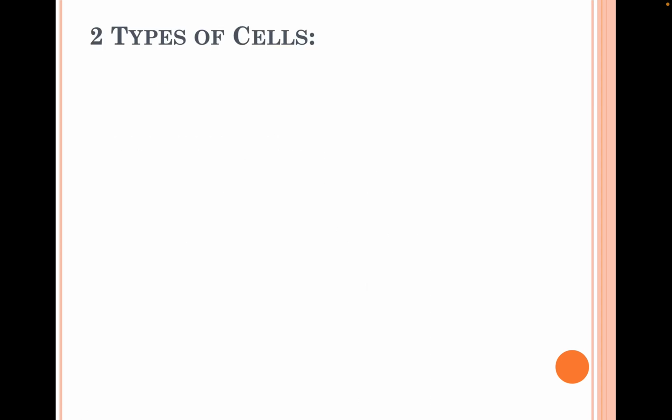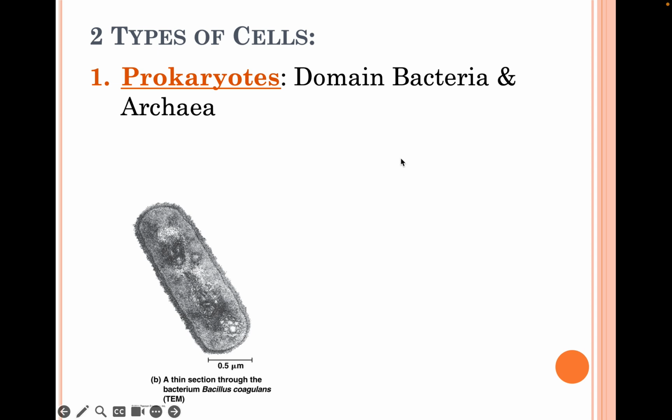Now, there are two major types of cells. Prokaryotic cells, these are from the domain bacteria and archaea. Bacteria, I think we're all familiar with. Archaeans are another group of organisms. They're also microscopic. They share a lot in common with the cellular structure of bacteria, but we do know that they're genetically distinct enough from bacteria to classify in their own domain.